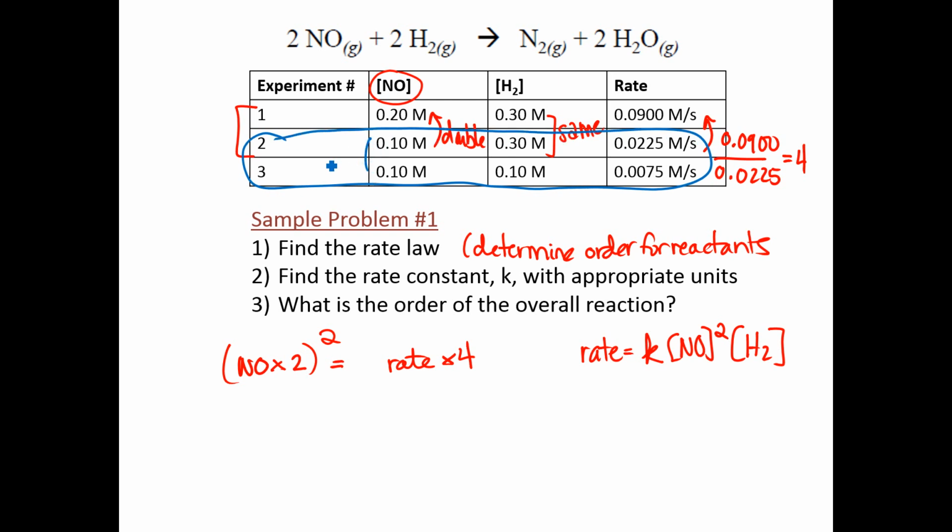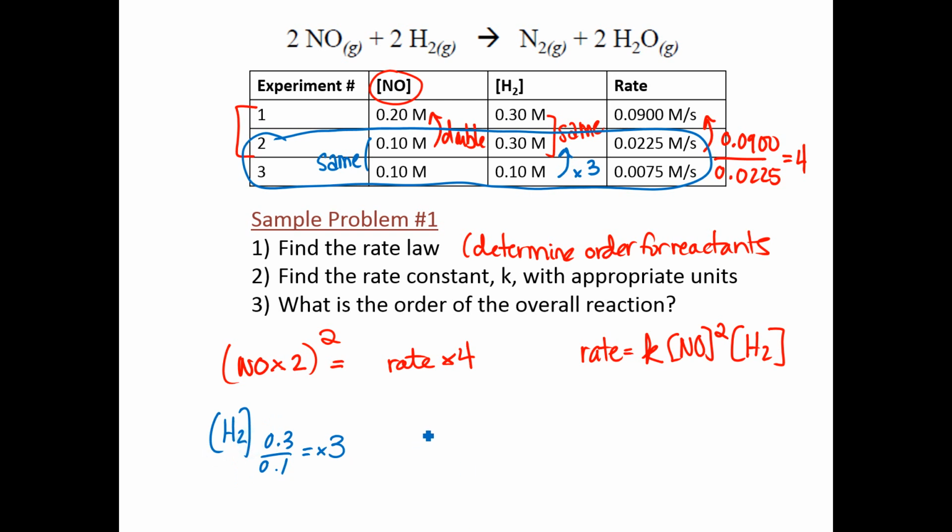So notice how in these cases NO is staying the same, but the molarity of my hydrogen is actually tripling. When I go from experiment 3 to experiment 2, I triple the concentration of H2, and what does that do to my rate? Well, let's think about it this way. My hydrogen concentration goes from 0.3 to 0.1, that is tripled. So my hydrogen concentration triples.